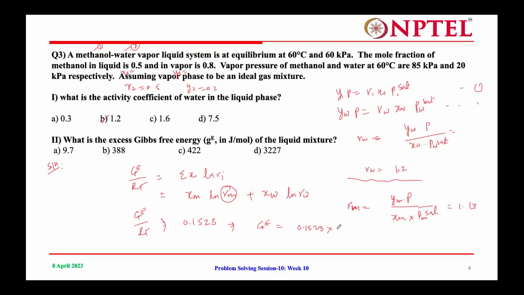0.1523 into 8.314 into 60 degrees Celsius, converted into Kelvin, 273 plus 60. That gives 421.6 joule per mole.